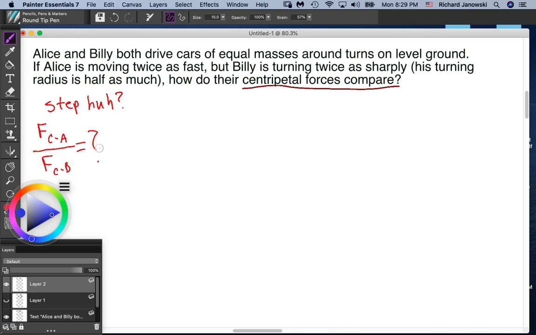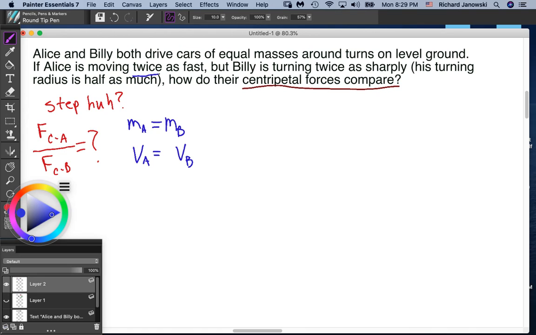So when you get a ratio problem, the first thing you should do is make a list of all the things that you know. So we know that the cars have the same mass. So I'm going to start with that. Mass of Alice, meaning her car, equals mass of Billy's car. Alice is moving twice as fast. So let's see. How does velocity of Alice compare to velocity of Billy? VA equals space VB.